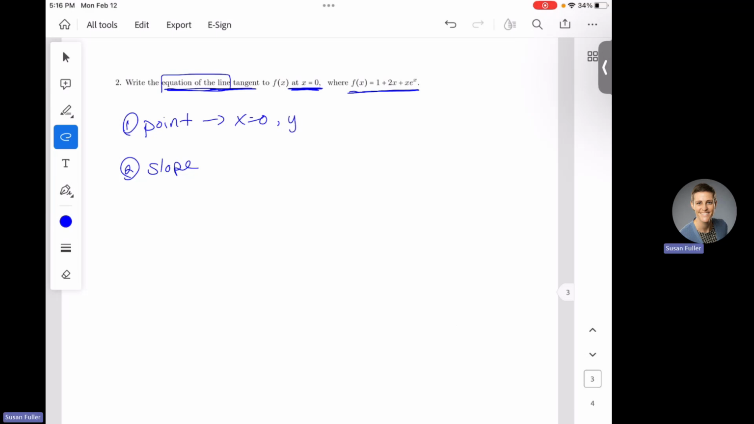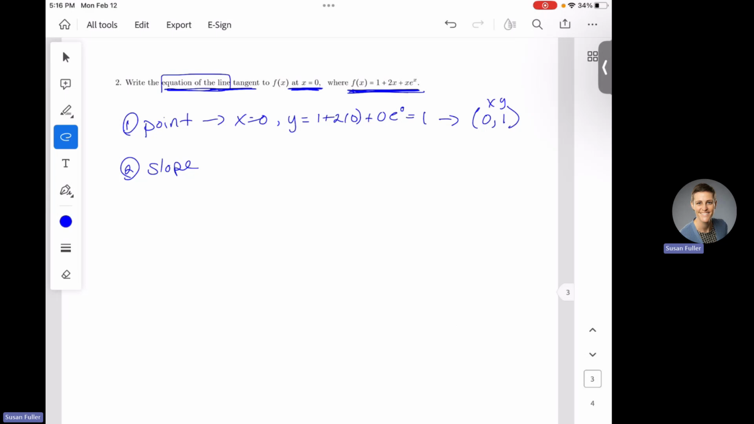The point on my function at x equals 0 is both a point on my function and a point on my tangent line. So to get y, I'm going to plug x equals 0 into my function, and I'm going to get 1 plus 2 times 0 plus 0 times e to the 0, which is 1 plus a bunch of zeros, which is just 1. So that means the point on my function is 0, 1. That's my x and my y for my point. Okay, so that's the point on my line.